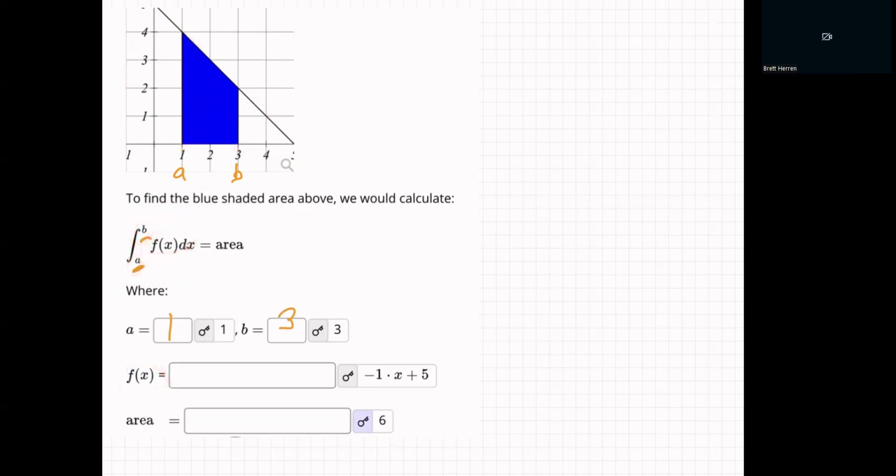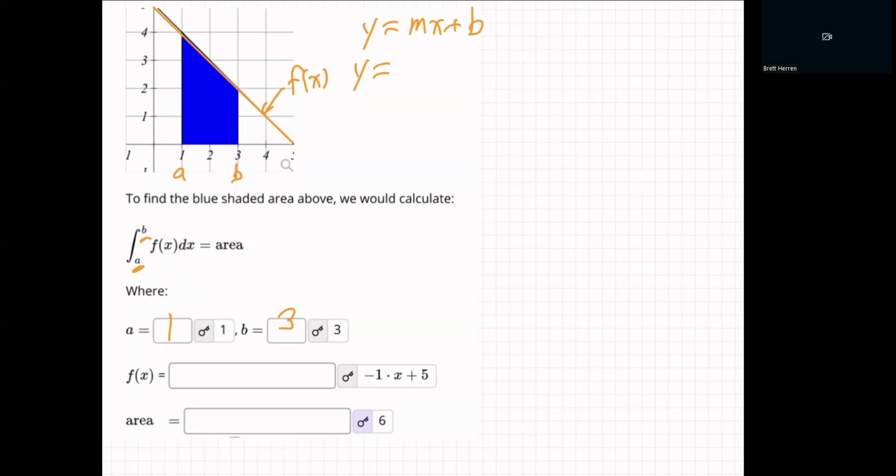Now they want us to find the function. How do you do that? Well, that's this line. So that function is that whole line. I don't just mean the part right there. I mean like all the way there. That whole line is the function, right? That we're going underneath. And how do we do that? Well, that's y equals mx plus b. It's a straight line, which is always y equals mx plus b.